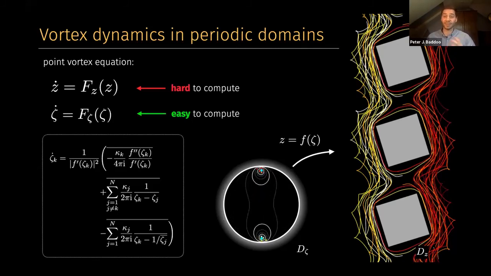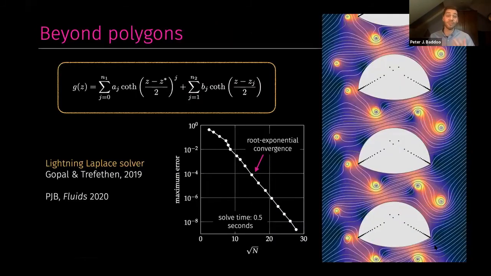If you're not interested in these polygonal domains and you purely want a numerical solution, I've been working on a numerical solver for potential flows. It's based on something called the lightning Laplace solver by Abi Gopal and Nick Trefethen. The basic idea is to expand things as rational functions and then solve in a least squares sense. And here are some of the nice plots you can get. And clearly it's very fast.